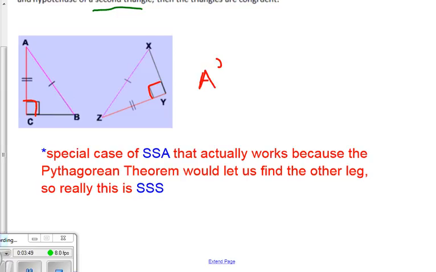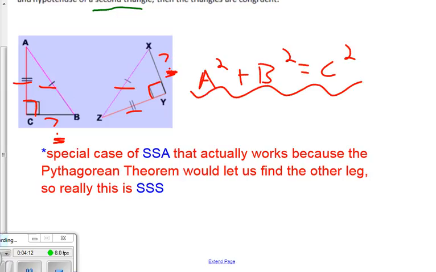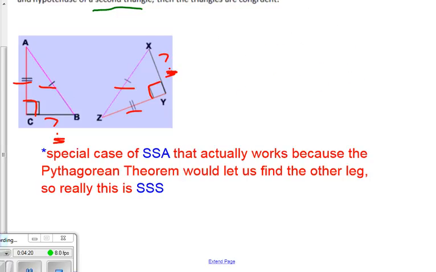Remember, that's the a squared plus b squared equals c squared. We can use that to find what this side is. And that's going to be the same as this side. Okay? These two pieces have to be exactly the same as each other because this piece is the same as this piece. This one is the same here. So when we use the Pythagorean theorem, that last piece, the b, or the a, that extra leg, has to come out to be the same exact thing. Okay? So technically, when we're using hypotenuse leg, it's actually more like using side, side, side. So this is a special case of side-side angle that actually works.